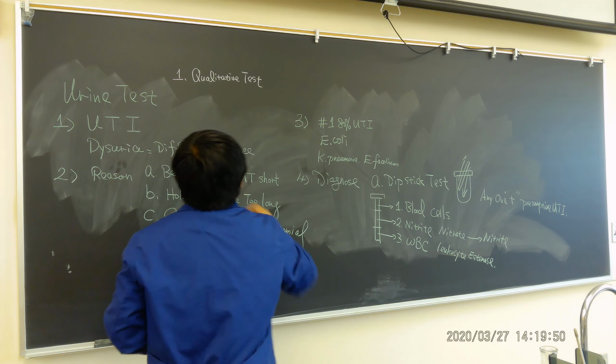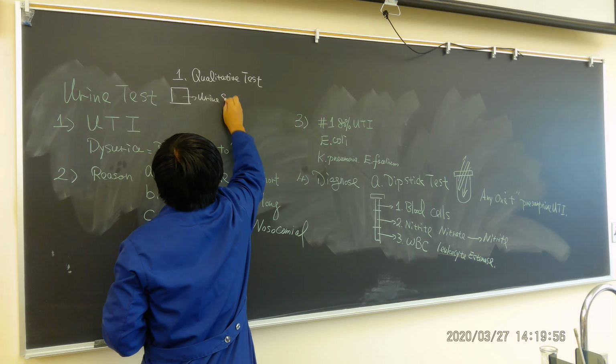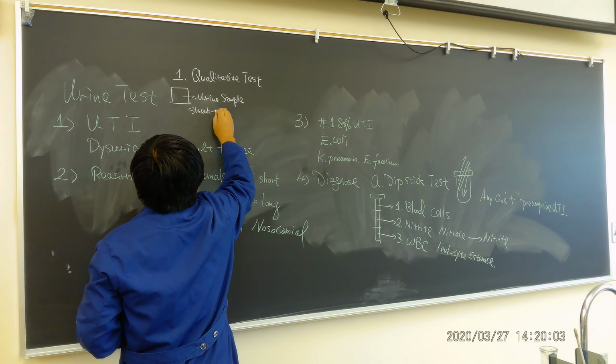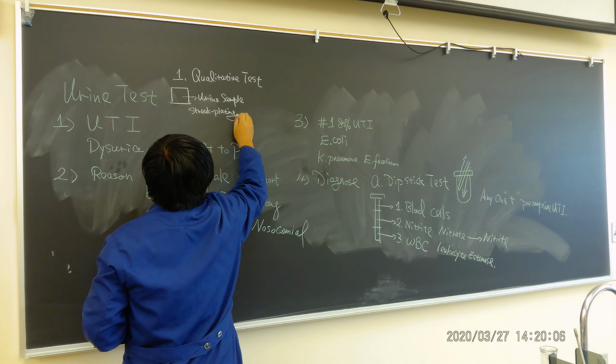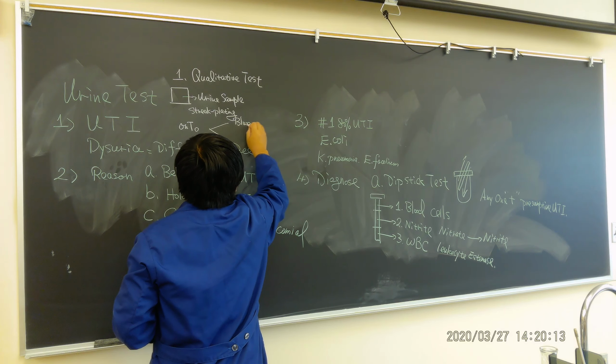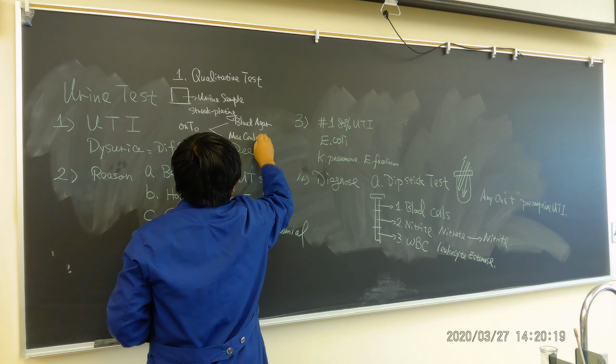How to do the qualitative test? Very simple. You have this urine sample. We will do streak plating onto two agars, which are blood agar and the MacConkey agar. Now we're going to do the streak plating. You're going to streak like this. Then after incubation, we want to see whether there is a colony there.